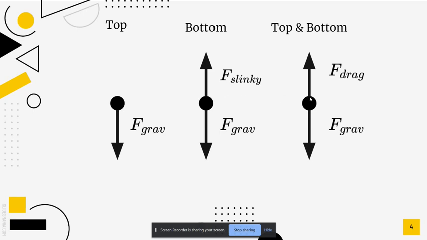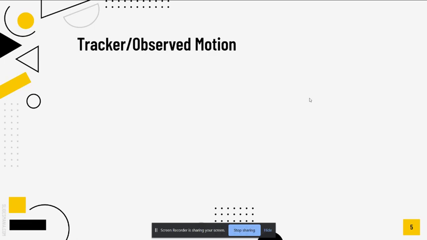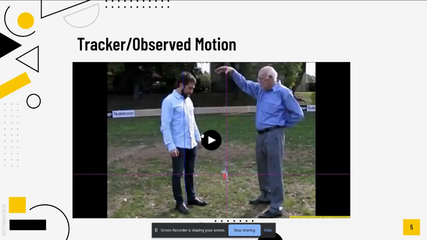Then the diagram looks like this. The slinky force is now gone, but there's a drag force acting on the slinky, which opposes the weight force. Here is a video from Tracker of the observed motion.